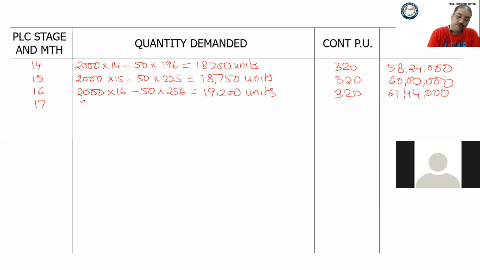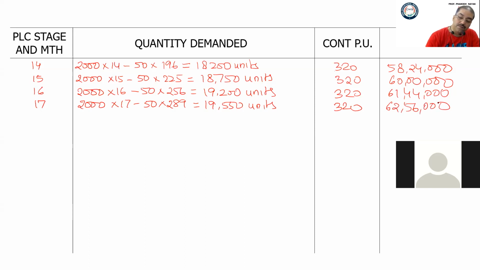17th month. 2000 into 17 minus 50 into 289. That is 19,550 units. At 320, 62 lakh 56,000.